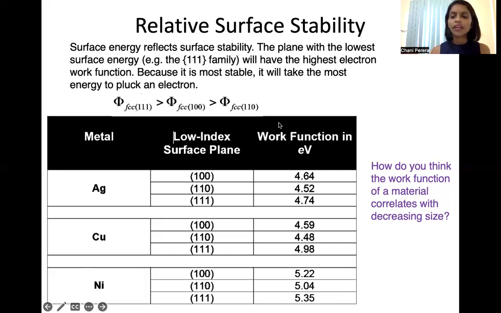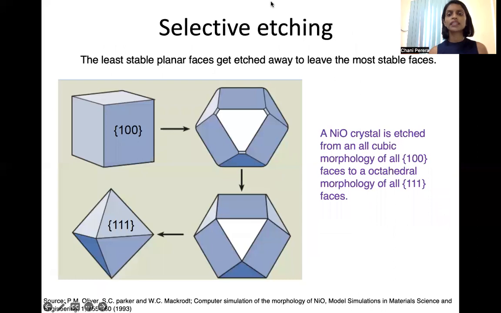Here I have given some examples of surface energies. For silver, you can see the 111 plane has the highest work function compared to 100 or 110. Right? For silver, copper, nickel, you can see the 111 plane has the highest electronic work function. So that means the 111 plane is more stable. So this will be used in selective etching.